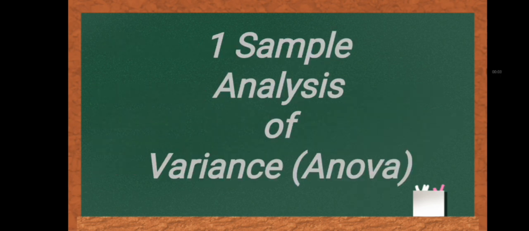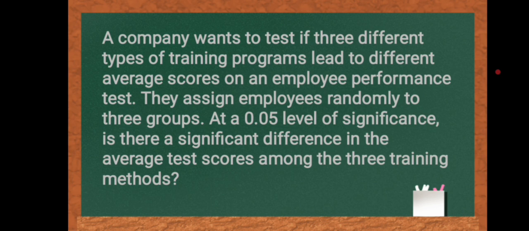Next, a sample of ANOVA, which stands for Analysis of Variance. This method is used when we want to compare the means of 3 or more groups to see if there is a significant difference among them. In this case, a company wants to find out if 3 different training programs affect the average employee performance test scores. The employees were randomly assigned into 3 groups, and the significance level is set at 0.05. Our goal is to determine whether the training method has a significant effect on performance.